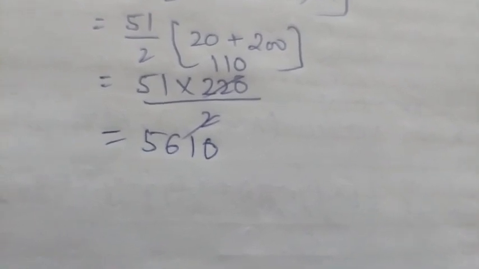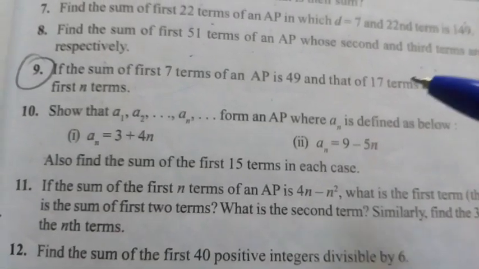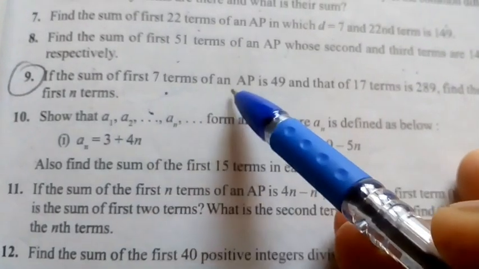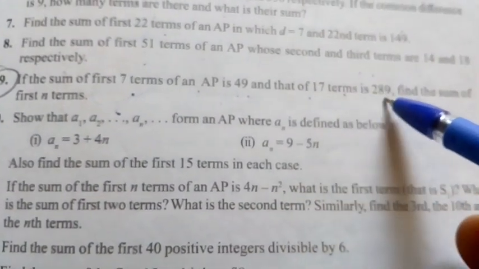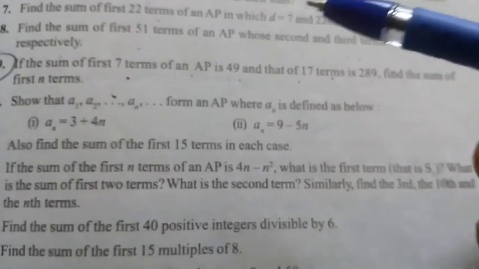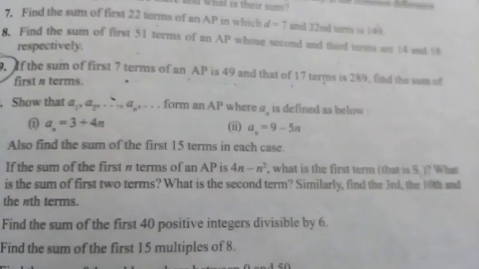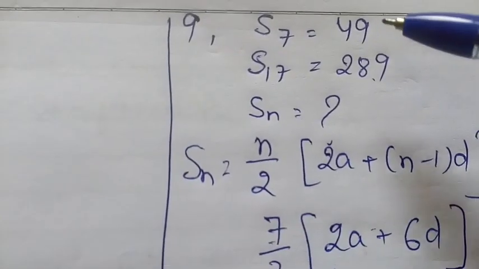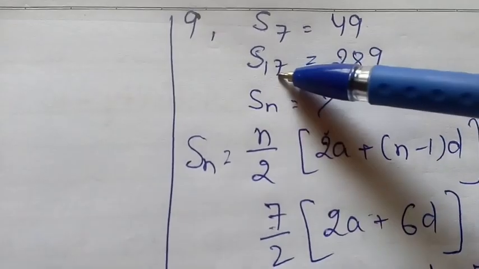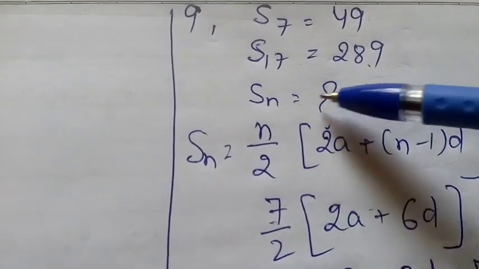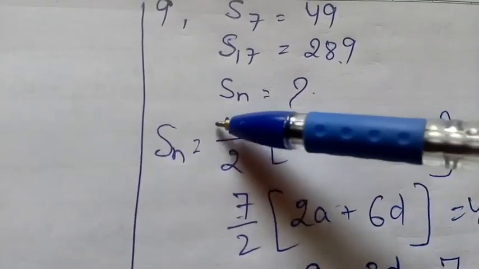5610. Question: find the sum of first 7 terms of an AP is 49 and that of first 17 terms is 289. Find the sum of first n terms. Solution of question number 9. Sum of 7 terms is 49, sum of 17 terms is 289. Find the sum of n terms.